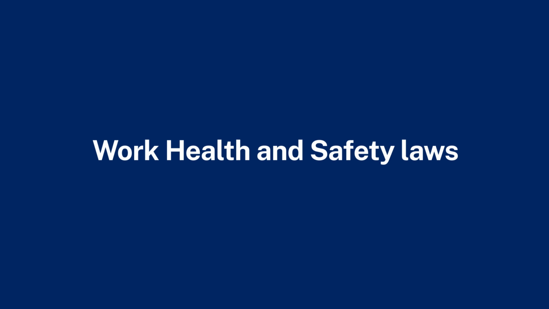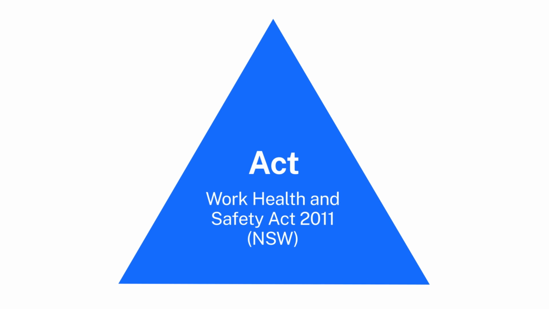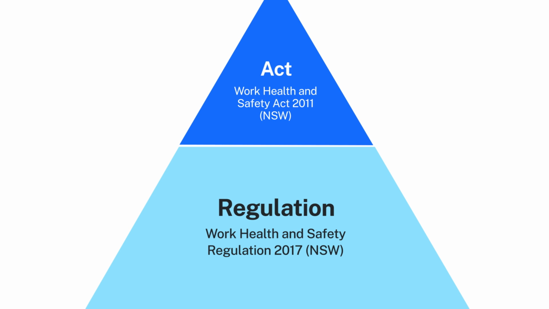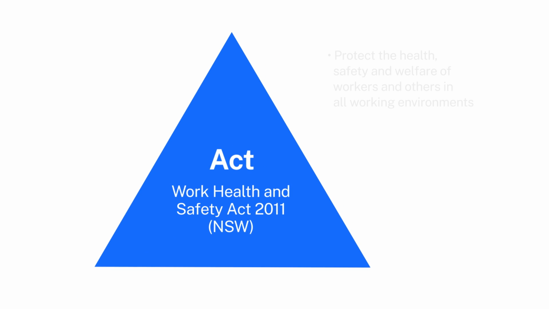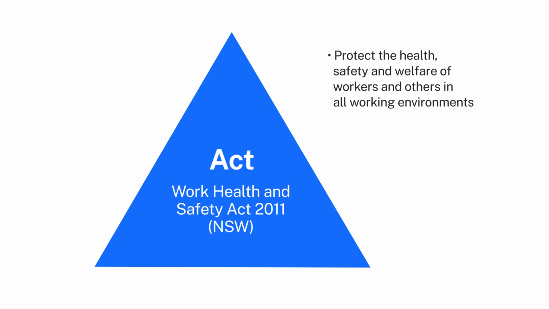Work health and safety laws in New South Wales are made up of the Work Health and Safety Act 2011 and the Work Health and Safety Regulation 2017. The Work Health and Safety Act 2011 provides a framework to protect the health, safety and welfare of workers and others in all working environments. This act defines health as both physical and psychological health. Therefore, businesses have a duty to provide a working environment that is both mentally and physically healthy and safe.